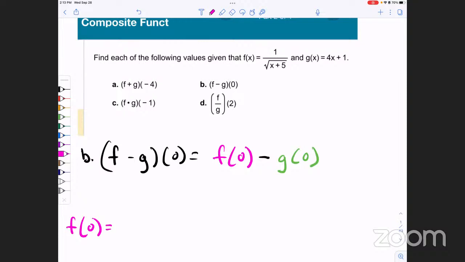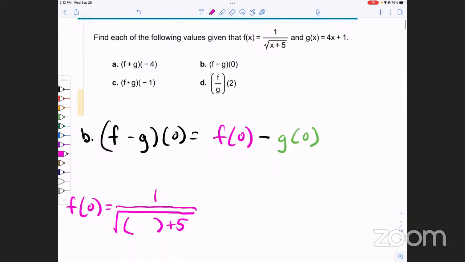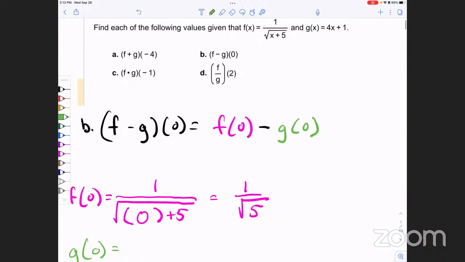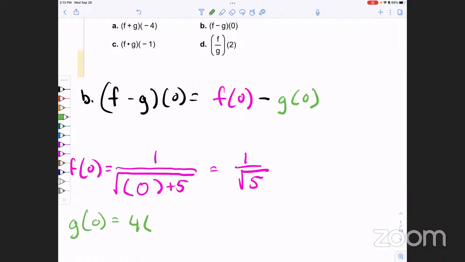So we have this x plus 5 inside the square root, and all of that's under 1. And again, we're replacing x with 0. So that ends up being 1 over the square root of 5. Okay, let's go ahead and do g of 0. 4x plus 1. X is 0 in this case, so that result is 1. So then f minus g is going to be 1 over square root of 5 minus 1.